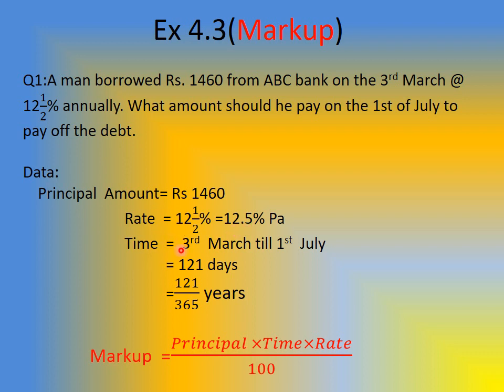Time is 3rd March till 1st July. So we have to calculate how many days there are from 3rd March till 1st July. There would be 121 days, and you know when we have days we have to convert them into years. So how many days are there in a year? 365. So the time is 121 over 365 years.